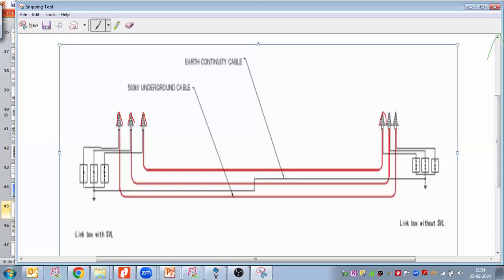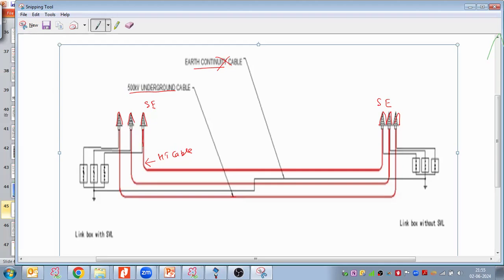What is this cone? This is our AC cable, SC cylinder. The red one is what? The red one? Cable, HT. I will come to the ECC later on, so don't focus on the ECC now. This is a 500 kV underground cable. But before the ECC, what then?